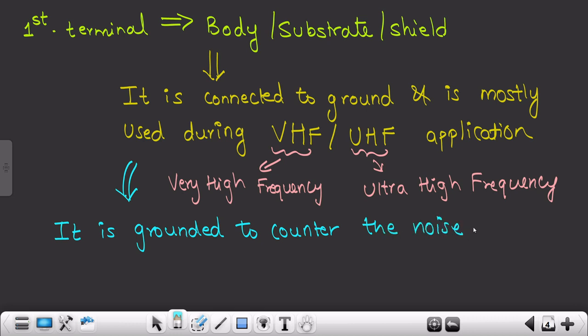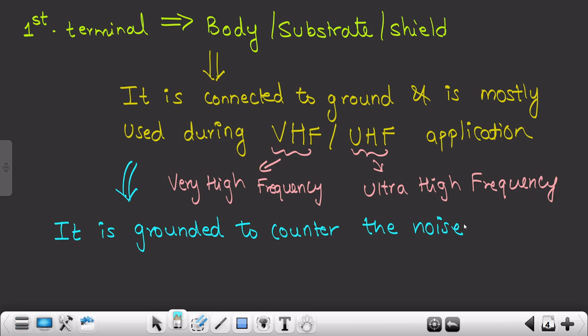We all know that when we are designing an amplifier, we are using both DC and AC signals, right? Even the DC signal provides some ripples. Although our intention is not to amplify those ripples generated by DC signals, somehow they get amplified. In a practical scenario it happens, right? So to counter that noise, because instead of a pure DC signal we are getting a ripple, right?